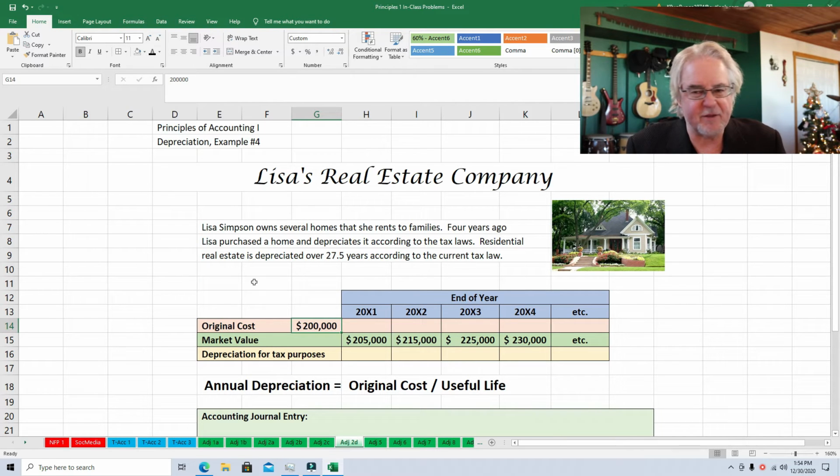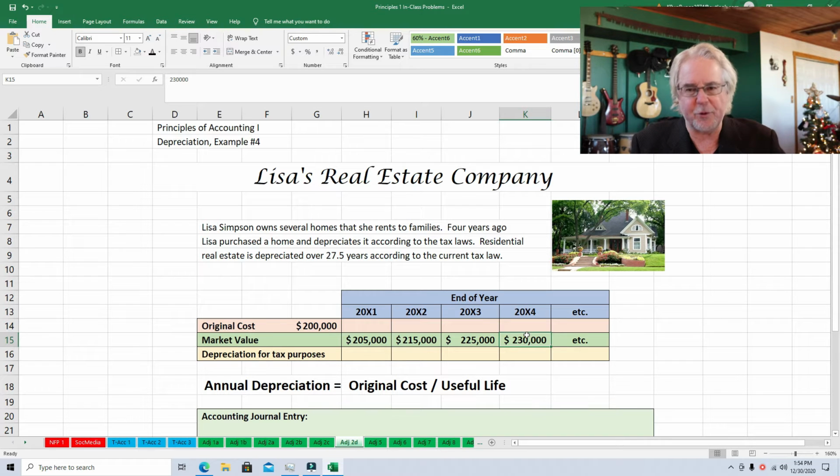Now, the market value is going up and up and up, and that's a beautiful thing about real estate. It usually always goes up. Before 2008, people thought it went up always, and we learned in 2008 that sometimes real estate can go down in value. But anyways, it's usually a very safe asset to own.